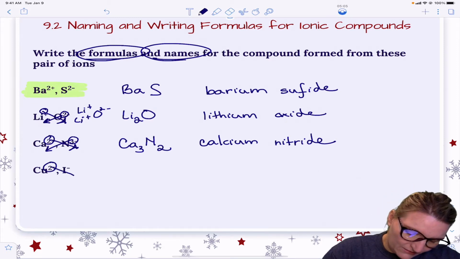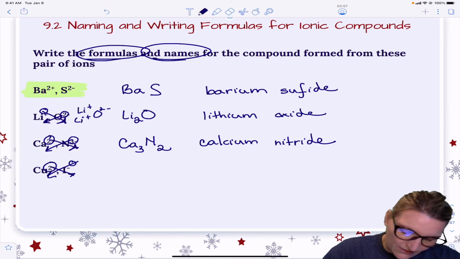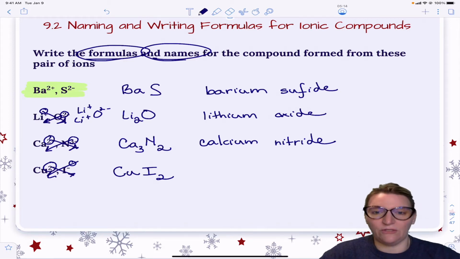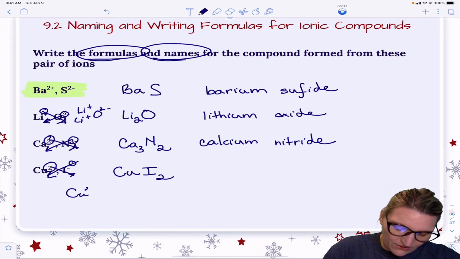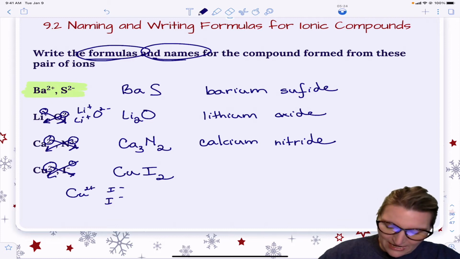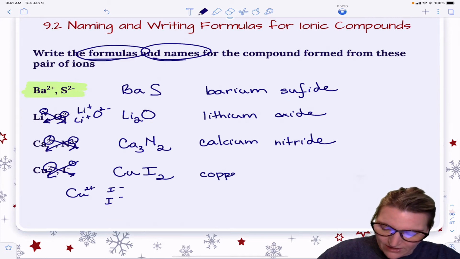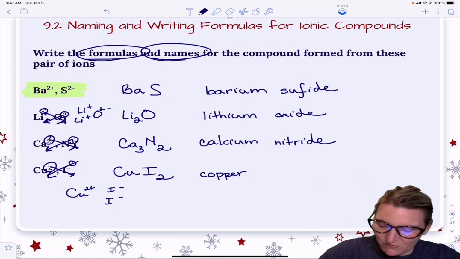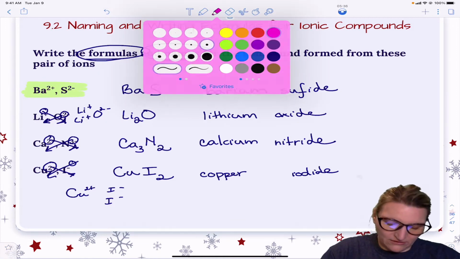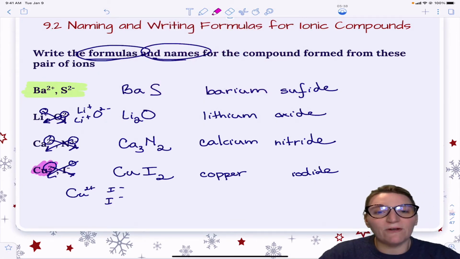And then this guy comes down here, and this guy comes down here. So copper and iodine would be CuI2, right? Because copper is 2+, so I'm going to need 2 iodide 1- in order to make a neutral compound. Now when we get the name, we just name the first guy, copper, and then notice I'm going to leave some space, iodide.